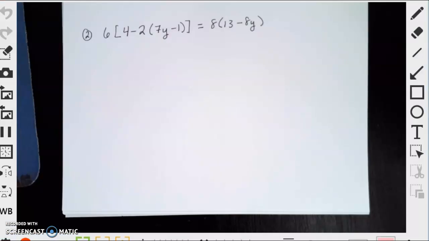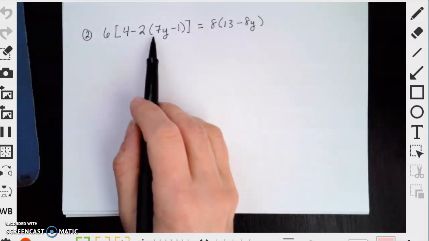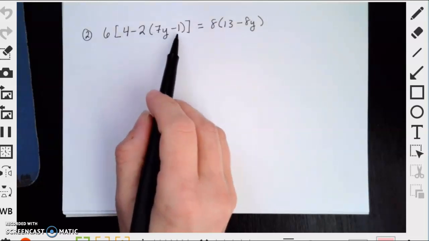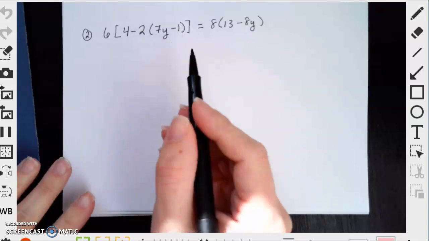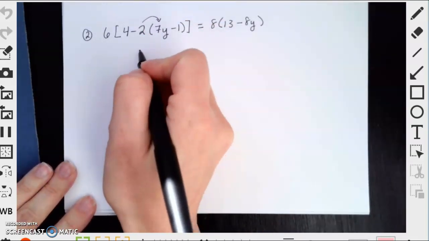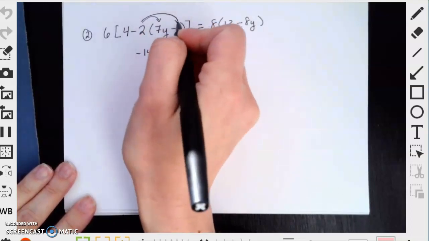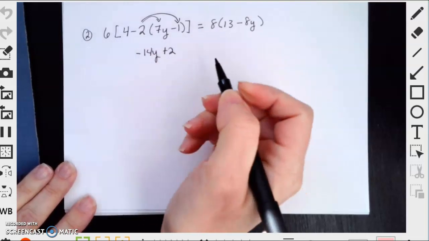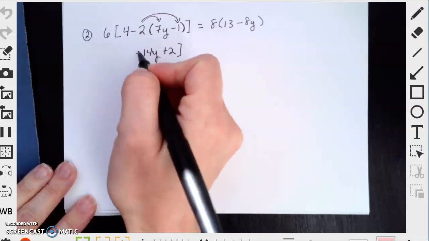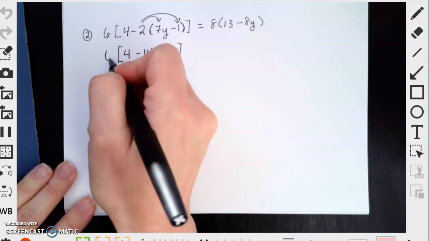All right, so here we have the problem right now. Once again, I'm going to work from the innermost set of parentheses. So I'm distributing the negative 2 to the 7y minus 1. Everything else is going to stay the same. So I'll write that part first. Negative 2 times 7y is negative 14y. And then negative 2 times negative 1 is positive 2. That opens up this set of parentheses, but everything else is still there. So I have 4 here, bracket, and 6.